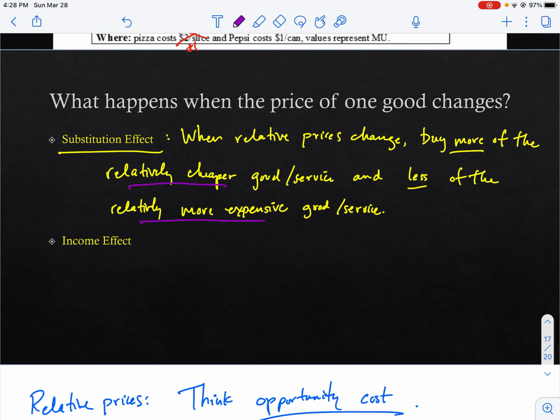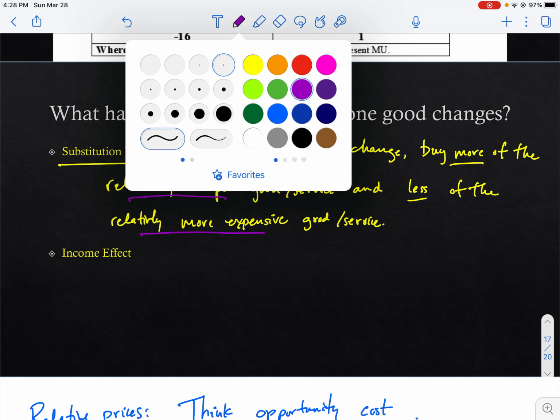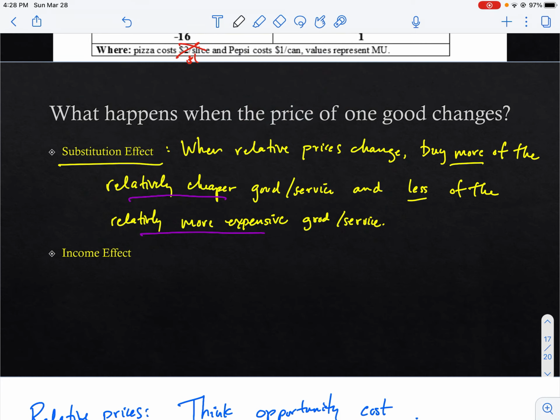Does everybody see that? It's sort of a silly question to ask in a video, isn't it? If you don't get that, think it through. Look at the book, shoot me an email, come to office hours, right? We'll bring the question to class on Wednesday. We'll work through this. But that's the substitution effect. So it has to do with relative price. Think opportunity cost.